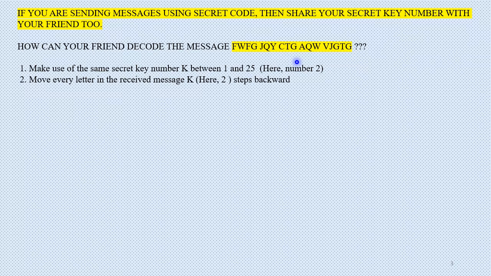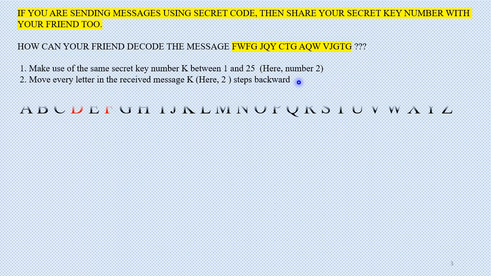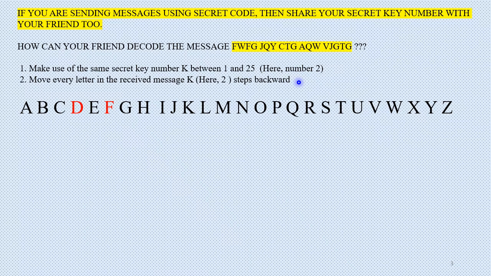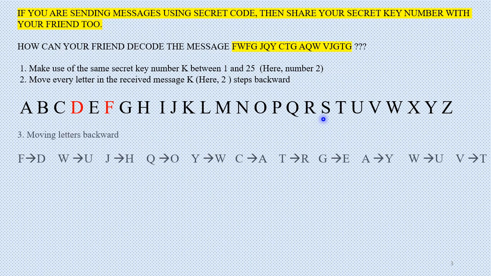So what the friend has to do is, you already got the number 2. At the transmitter side, our friend 1 has moved 2 steps forward. So in order to get the message back, the friend who received the message has to move 2 steps backward. So let's see how. Let's take our alphabets from A to Z, then move 2 steps backward, just because my key was 2.